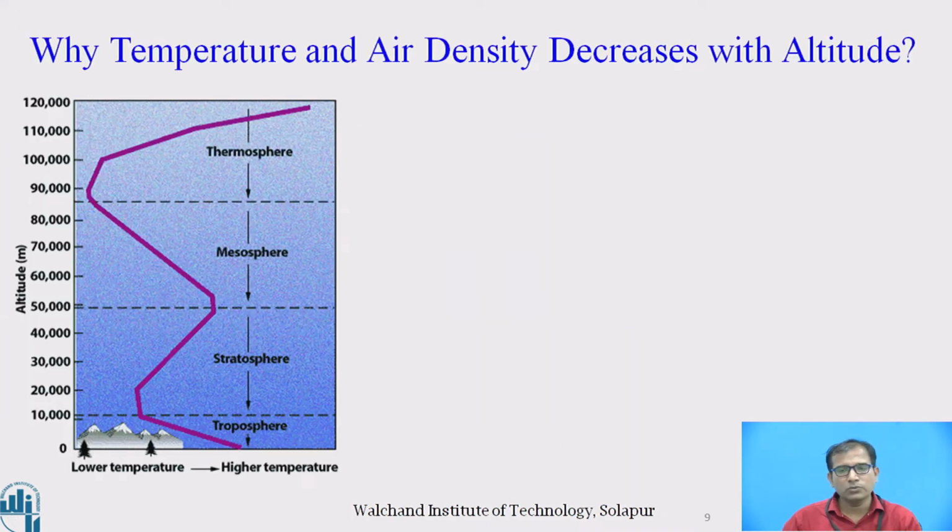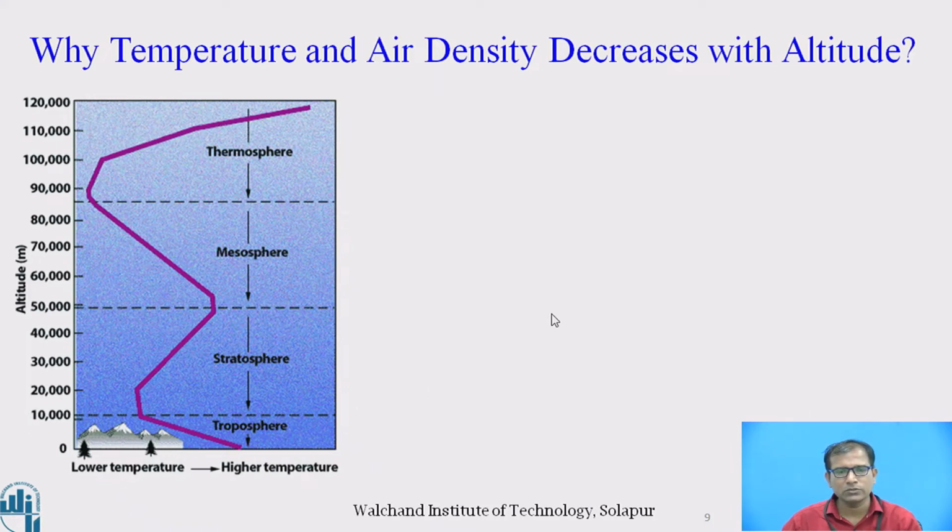Now pause here and think for a moment: why do temperature and air density decrease with altitude? I hope you are able to get the answer. We have the troposphere, stratosphere, mesosphere, and thermosphere. We are in the troposphere. Our flight runs at about 10 to 11 kilometers, and this is our mountain, Mount Everest.